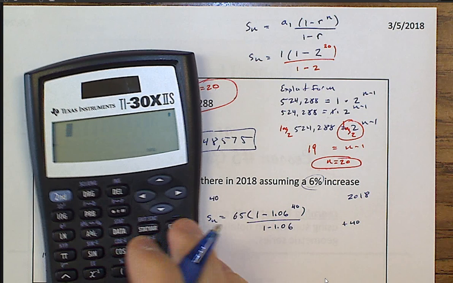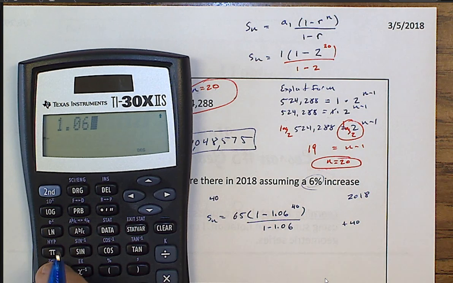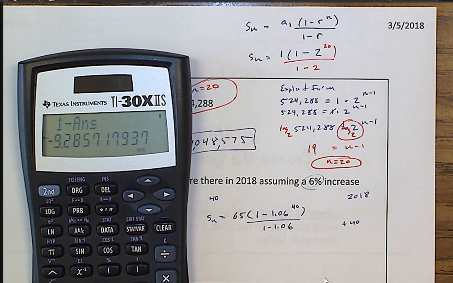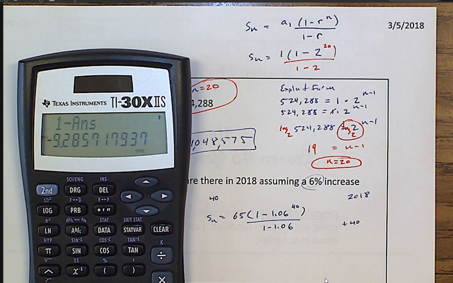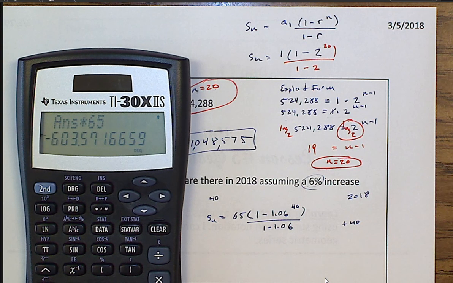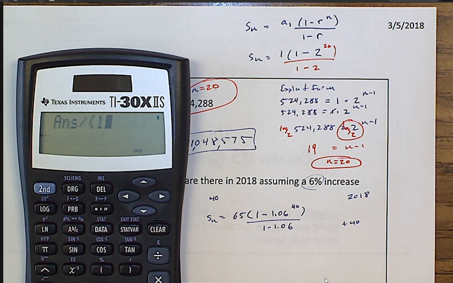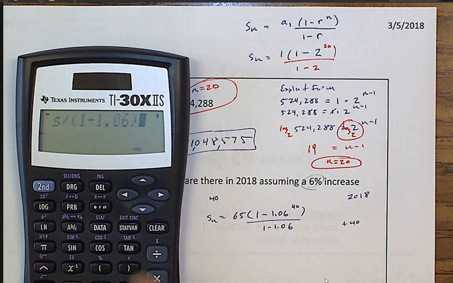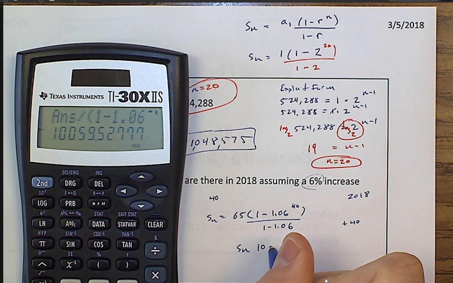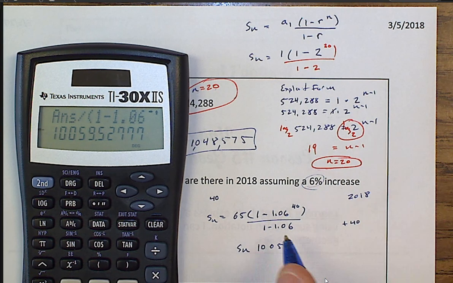So 1.06 raised to the 40th power, hit equals. And then I'm going to go 1 minus second answer, hit equals. Then I'm going to times that by 65, hit equals. And then I'm going to divide that by, in parentheses, 1 minus 1.06, hit equals. And I'm going to have the sum of 10059. We're not going to round up, right?